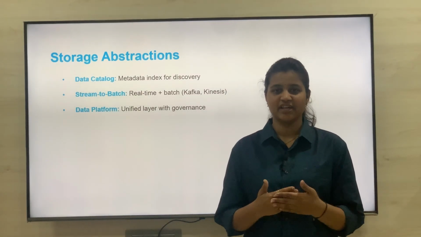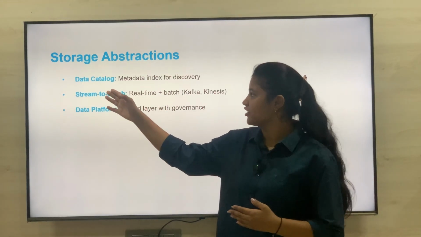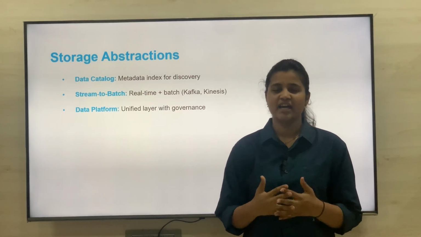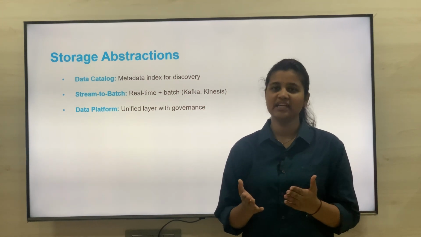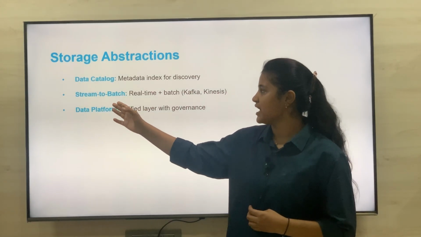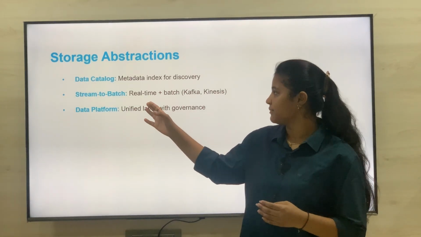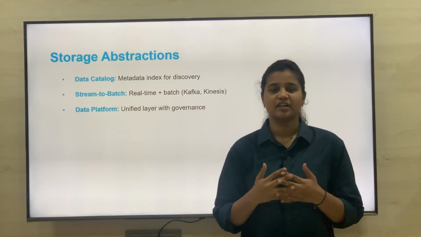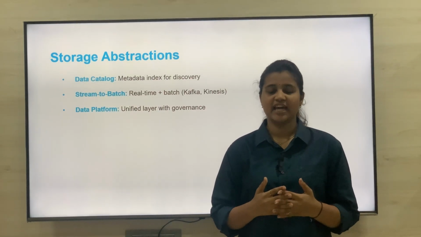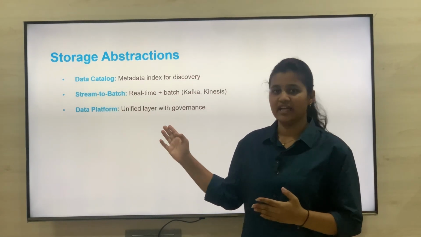Apart from data lake, data warehouse and data lakehouse, here are some more storage abstraction layers. First, let's look into data catalog. Data catalog is a metadata index for discovery. In simple words, it means searching the data sets, discovering the data, maintaining governance, and tracking the data lineage. Second one is stream to batch architecture. It supports both streaming, that is real-time streaming, and batch processing. Some examples are Kafka, Kinesis. Next is data platform. Data platform is a unified layer that connects data lake, data warehouse, and stream processing. It is a unified layer with governance.